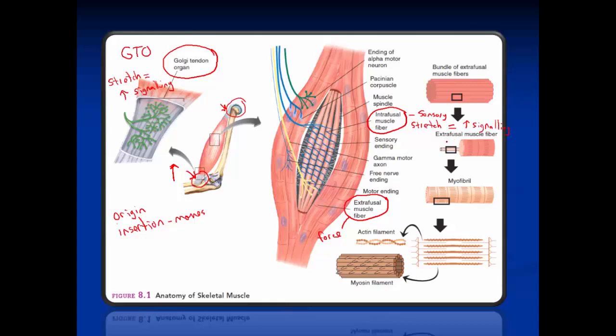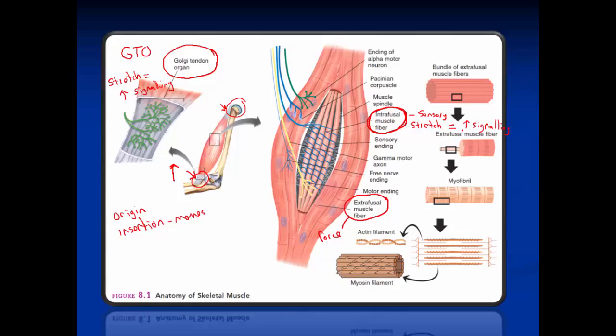Okay, and when it's not stretched, I get decreased signaling. So when I contract my biceps brachii, what happens to the rate of the signaling in this intrafusal muscle fiber? Well, when I contract, it's getting shorter, right? It's not stretching. So as I contract my biceps, I actually get less signaling.